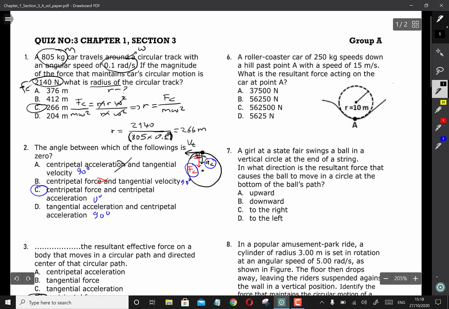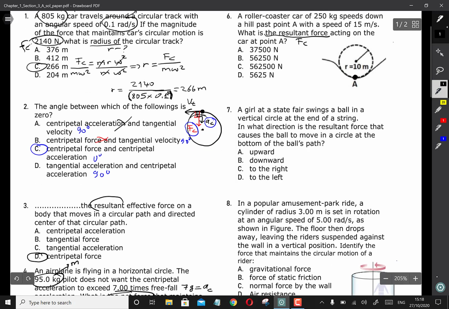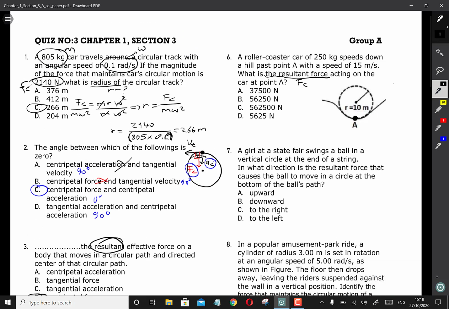So question number 6. A roller coaster car of 250 kilograms speeds down a hill past point A with a speed of 15 meters per second. What is the resultant force acting on the car at point A? The resultant force here is called centripetal force. Okay, the resultant force at point A is the centripetal force. The definition of centripetal force is in here: resultant effective force. This question is asking you to find the centripetal force when the car is at point A.